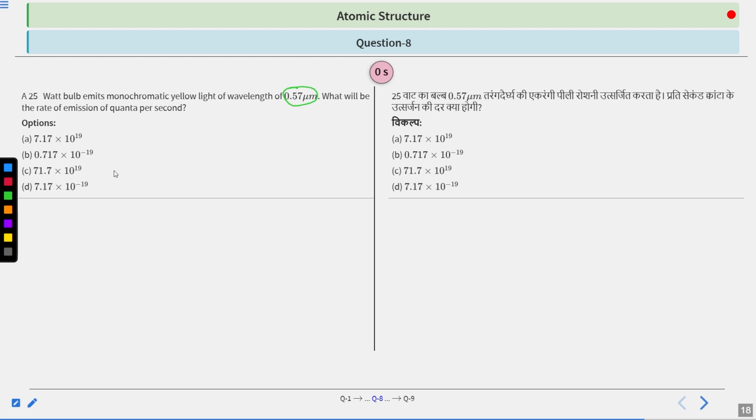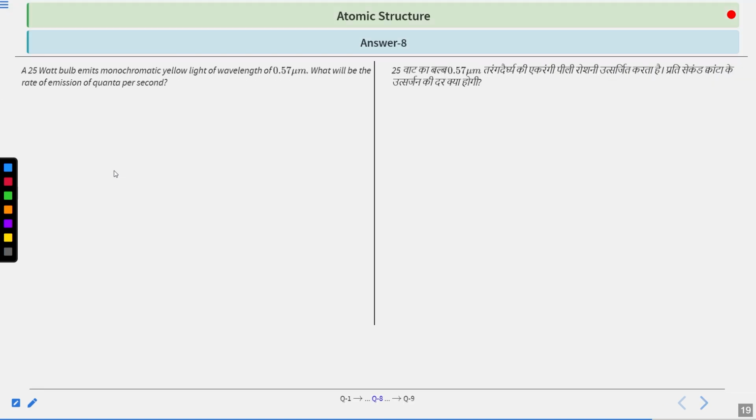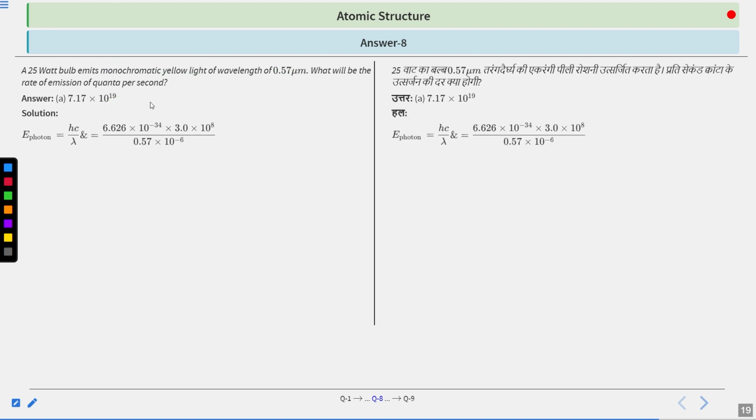Okay, now let us see the solution. The question is saying that we have a 25-watt bulb, which is emitting monochromatic yellow light, and its wavelength is also given. What will be the emission in terms of quanta per second? The correct option is D, 7.17 into 10 to the power 19.